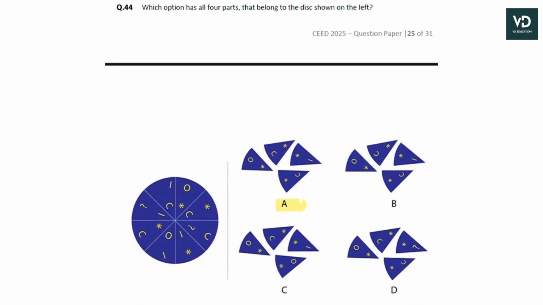Which option has 4 parts that belong to the disc shown on the left? The correct option is C. So we can notice here. Okay, so there is a C with the star. This is provided here. Okay, there is an I with the star. This is also provided here. There is a star at the center with C at the outer surface. This is provided here, and a star at the center with O at the outer surface. This is provided here. So the answer will be A.